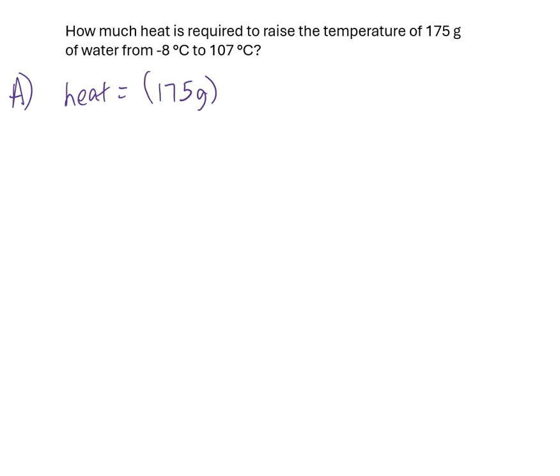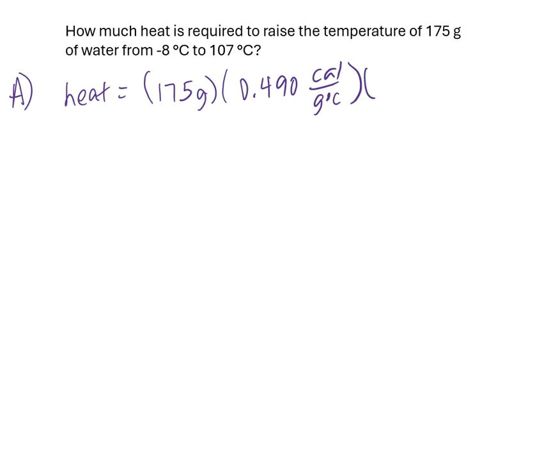Our specific heat, again, we have to look at the fact that we're dealing with water that is now in the solid phase at -8 degrees Celsius, and it has a different specific heat. The specific heat of solid water is 0.490 calories per gram degrees Celsius. So although the equation is the same, we have to make sure we use the correct specific heat value.